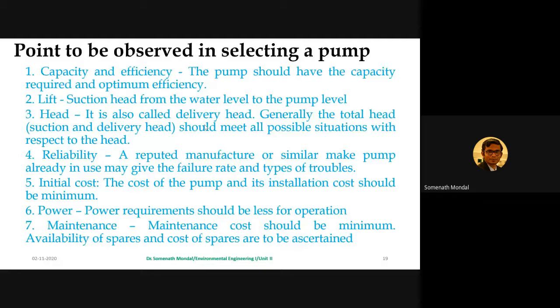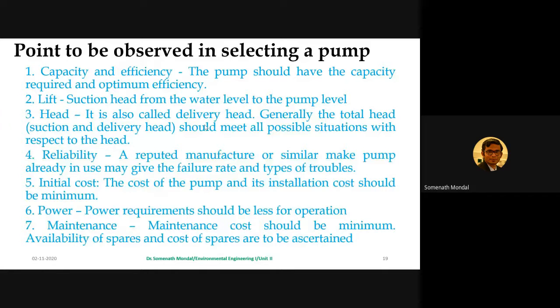And there may be several variables of different specifications and choices available, and that is where optimization becomes very important for an engineer. Because this is a part which can influence significantly the overall cost of the project. That is why we discuss different points so thoroughly, because it has a very substantial influence on the overall cost. So the first one is capacity and efficiency. The pump should have the capacity required and operate at optimum efficiency.